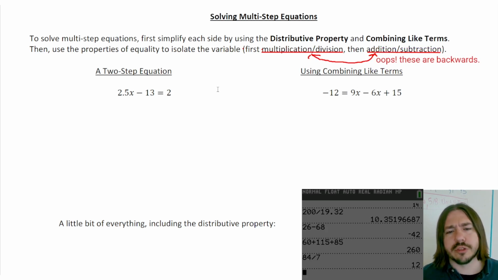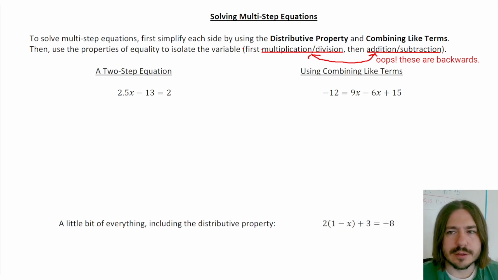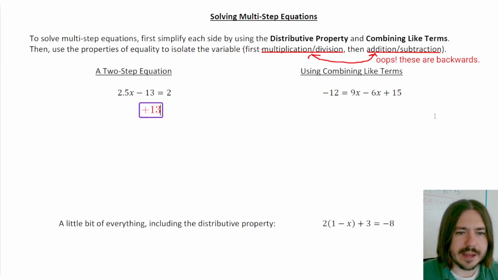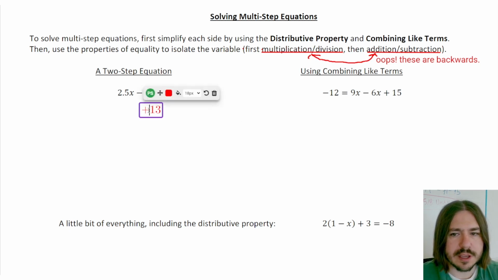Okay, so let's just work through a couple of 2, 3-step equations, and we'll get into some distributive property. I'll define that, and then at that point we're just going to be solving equations. So this 2-step equation says 2.5x minus 13 equals 2. We'll start by adding 13 to both sides. You always want to take care of that addition and subtraction before the multiplication and division.